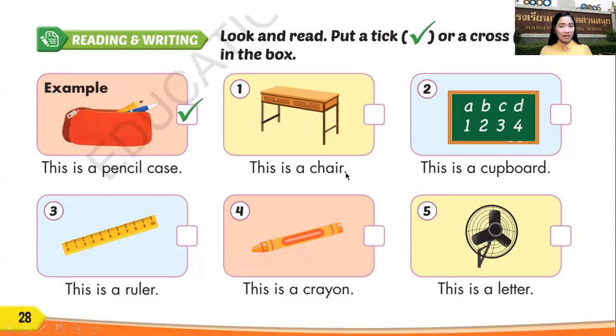This is a chair. Tick or X? Answer correctly. Number two. This is a cupboard. Tick or X? Answer. Number three. This is a ruler. Tick or X? Number four. This is a crayon. Tick or X? Number five. This is a letter. Tick or X? Did you get the correct answers?